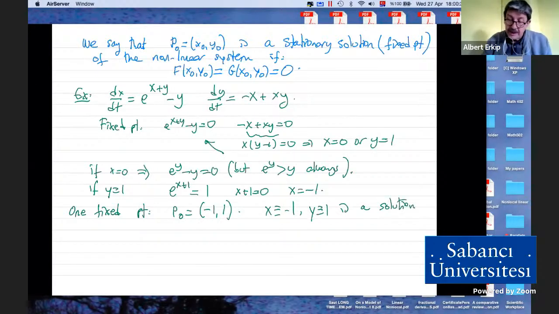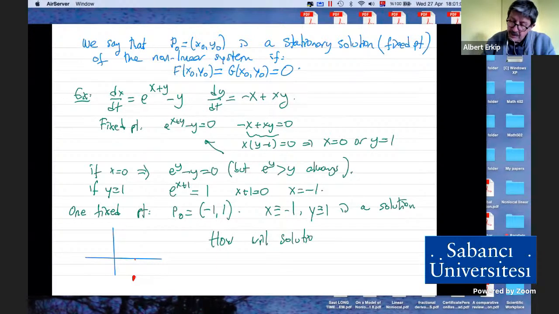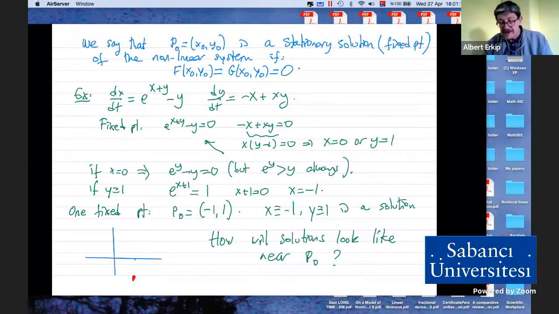So basically, if I look at my graph, I have this point, (minus 1, 1), over here. This is my fixed point. So I have a solution like this. Now, my question is, how will solutions look near P0? This is an easier question. Instead of asking how all the solutions look, I'm just trying to wonder how the solutions are near P0.